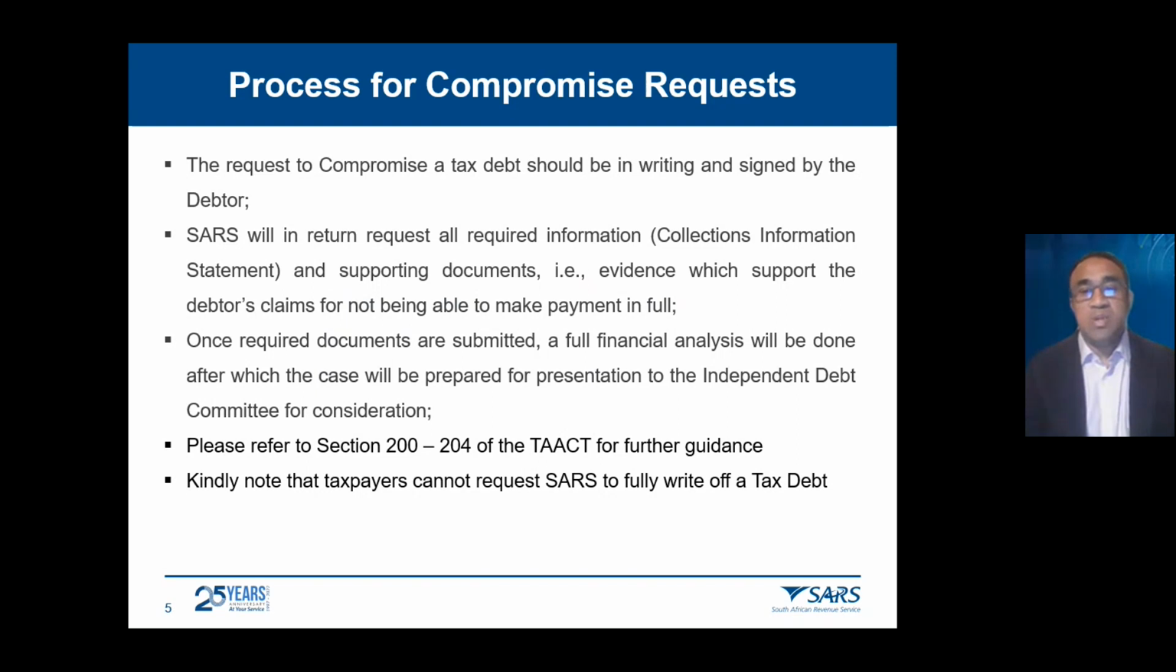So we will only take it to the committee once all the required information has been submitted and processed. And keep in mind again, the documents must be up to date and complete. Please note that taxpayers cannot request SARS to write off full amounts. So you can't come to us and say, I owe you 100,000 Rand, I can't pay you, I'm paying zero. Is that a possibility? It's unfortunately not a possibility. You will not be able to get a full write-off on your tax debt.